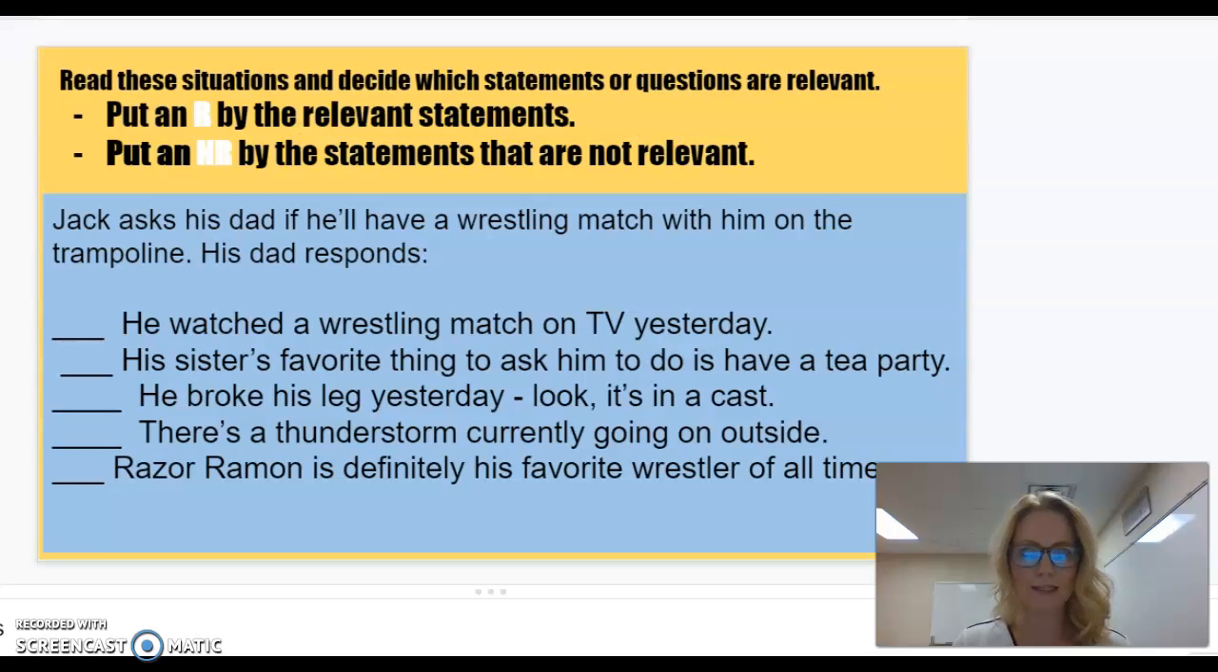This is what the slides in this activity will look like. The directions at the top of the slide will tell you that after reading the situation, you will write an R next to the statements that are relevant to the situation, and an NR for those statements that are not relevant. Our situation reads, Jack asks his dad if he'll have a wrestling match with him on the trampoline. His dad responds. Now, when we consider each of the following statements, we need to keep in mind if they help us gain an answer to the question that makes it relevant.